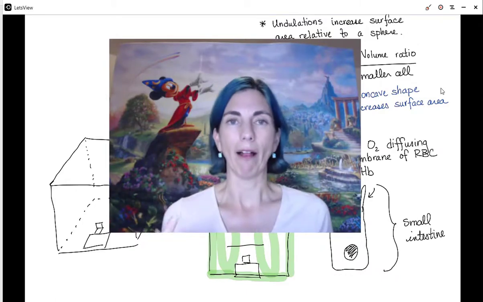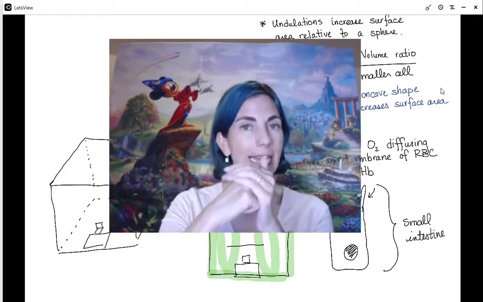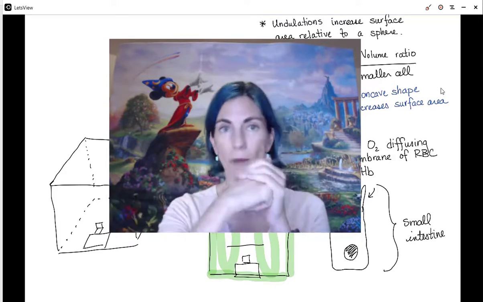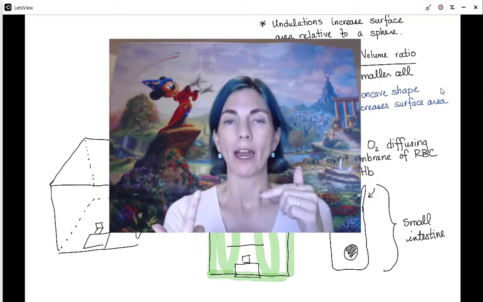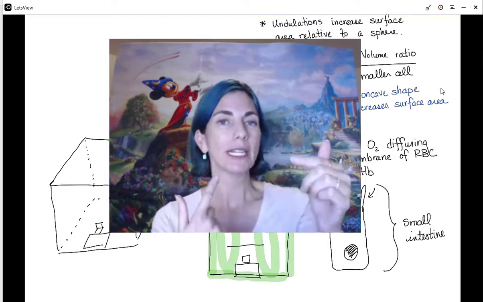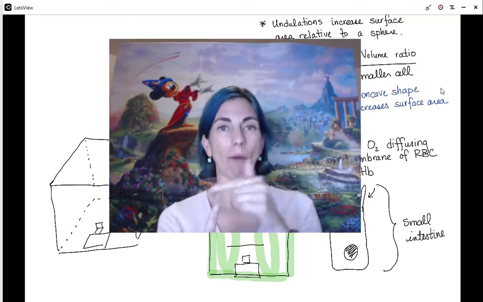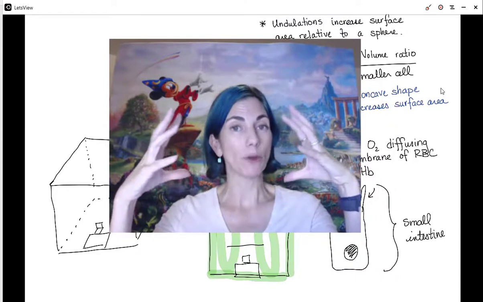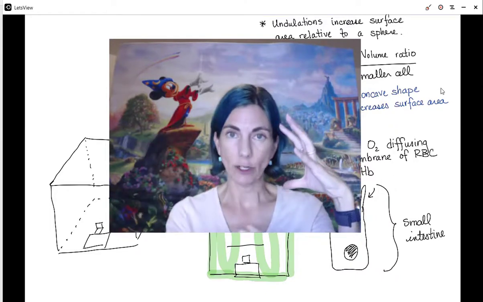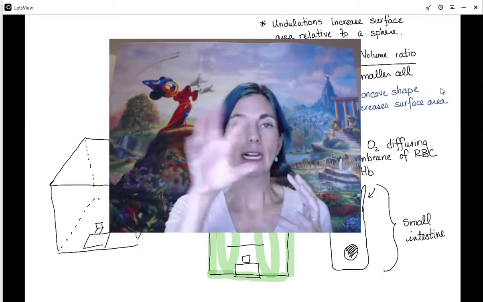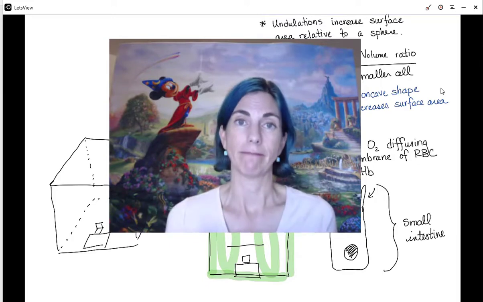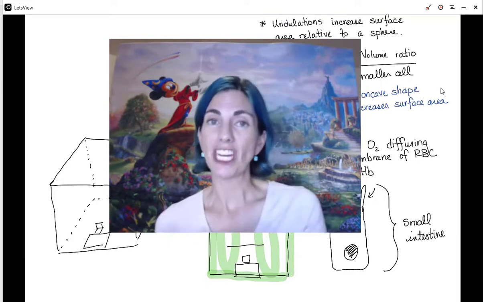So the cell says, well, that helps me with binding the oxygen, right? More hemoglobin, more oxygen I can transport, but now I'm losing my ability to get it into the cell because my volume is getting too big relative to my surface area. I don't have enough surface area to come in contact with oxygen. So I need more surface area, less volume.